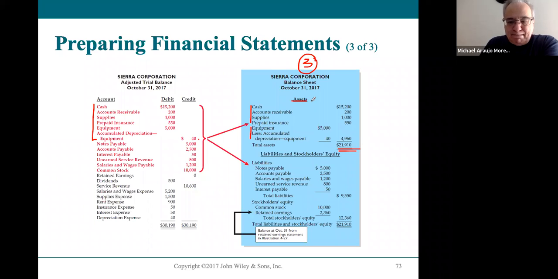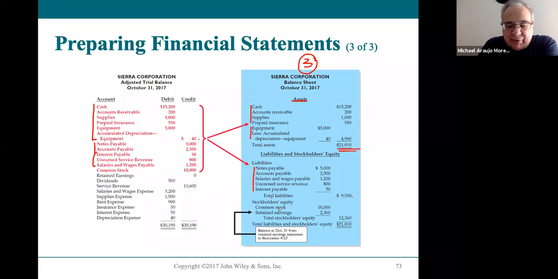Assets are on one side. Liabilities, stockholders' equity on the other side. Liabilities are listed first. All the liability accounts are here. Notes payable, accounts payable, interest payable, unearned service revenue, and salaries and wages payable. So those accounts will be put here on the balance sheet and totaled. We have total liabilities of $9,550.